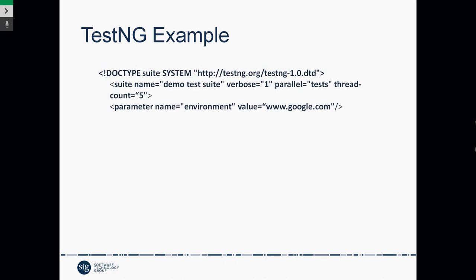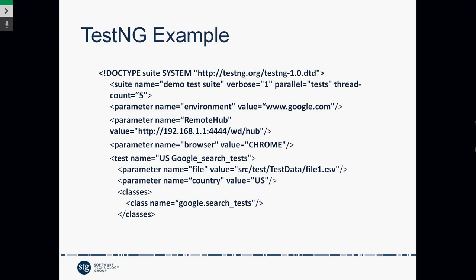TestNG example. Here I will pass in a remote hub. That's where I'm going to run my automation scripts. I'm going to run it from that local machine, 192.168.1.1, as a hub. I'm going to tell it to run my Chrome. And then I'm going to say, go to the US Google search page. I'll pass it the value of US, and in the URL there I can say google.com/US, or whatever market you want to choose from, however you handle that.